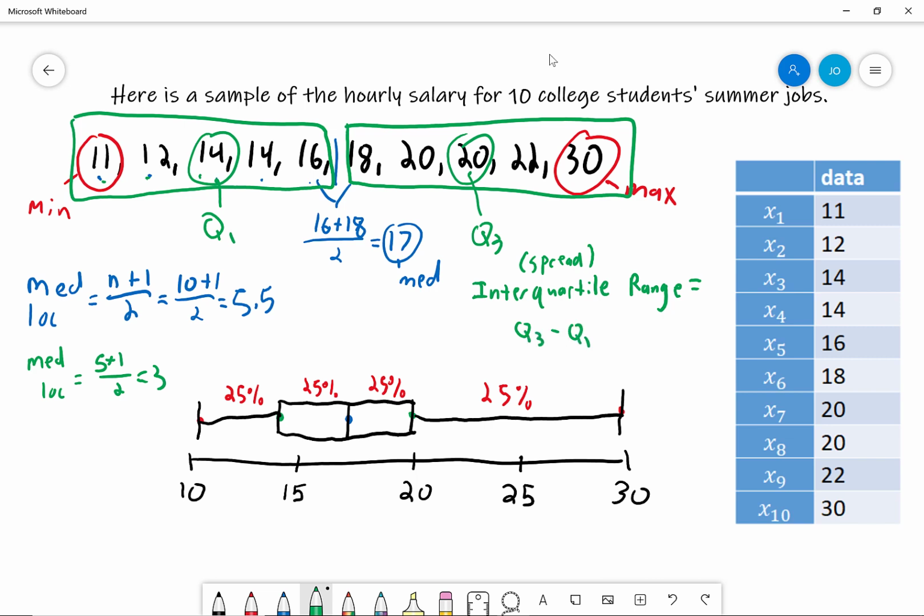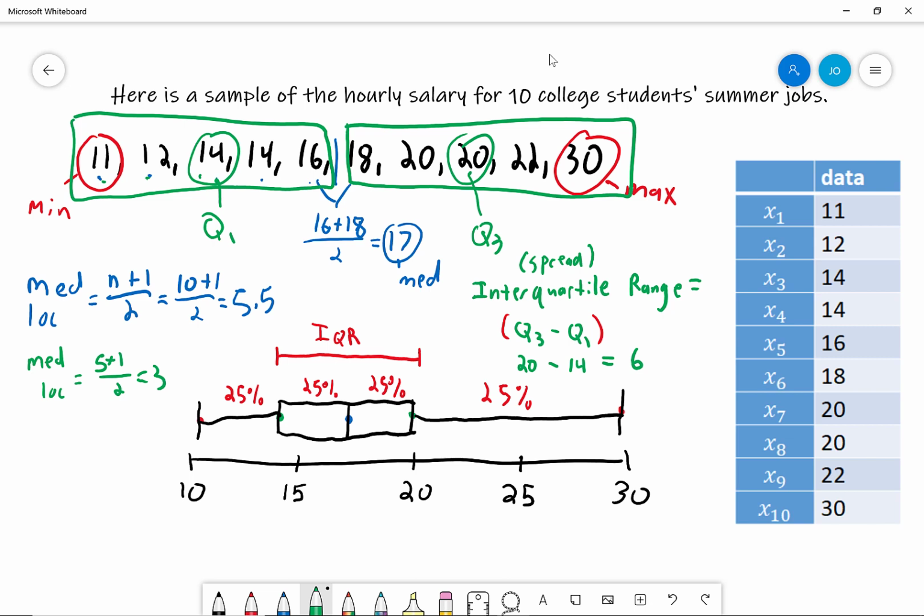So instead of taking the max and the min, it looks at the range of the middle 50% of your data. If we were to find the range of the middle 50% of your data, that range is the IQR, that distance. So in this case, we have a Q3 of 20 and a Q1 of 14, so our IQR is 6. The middle 50% of our data spans 6 units.